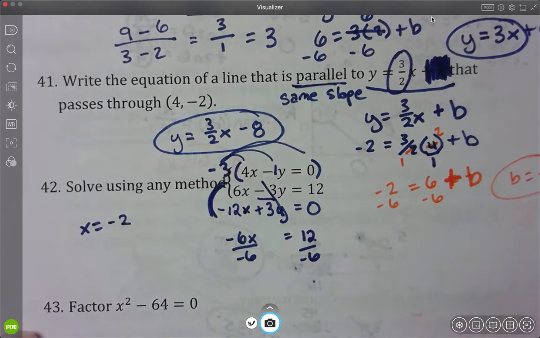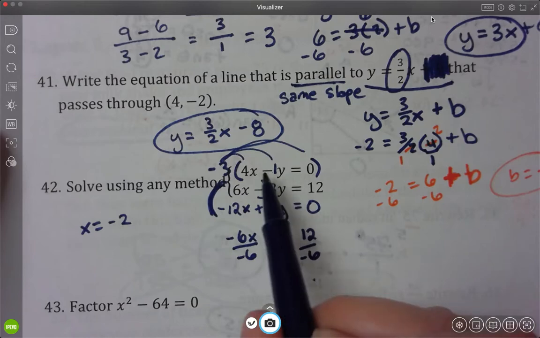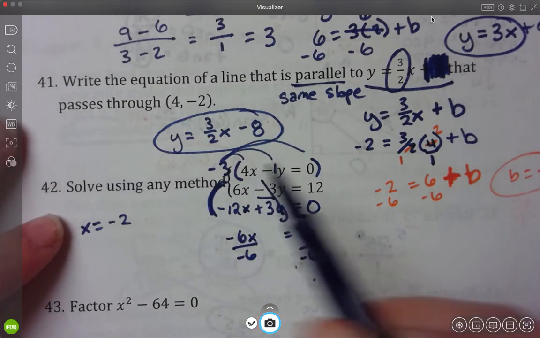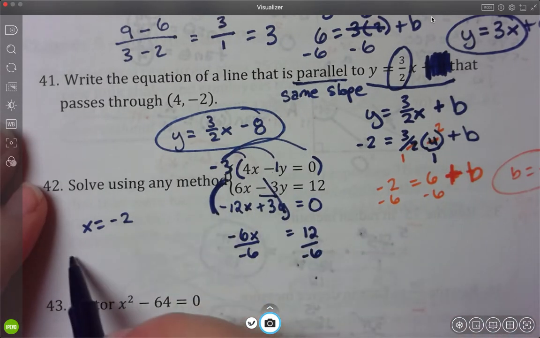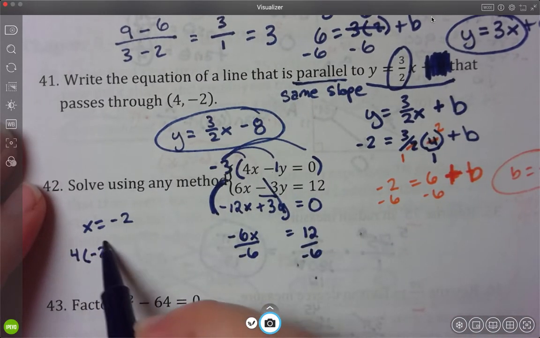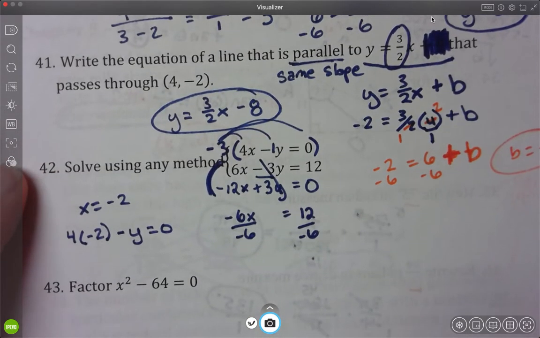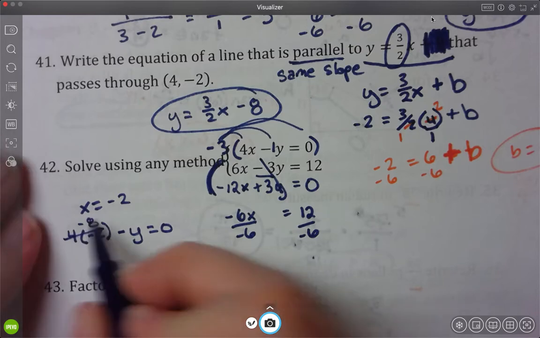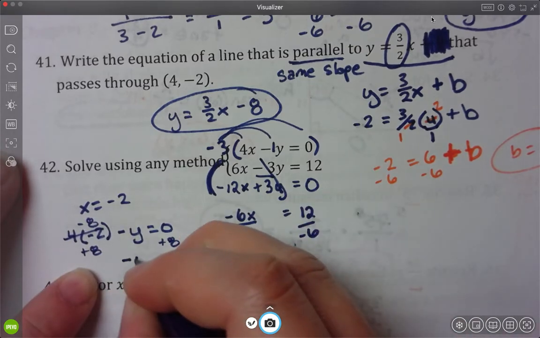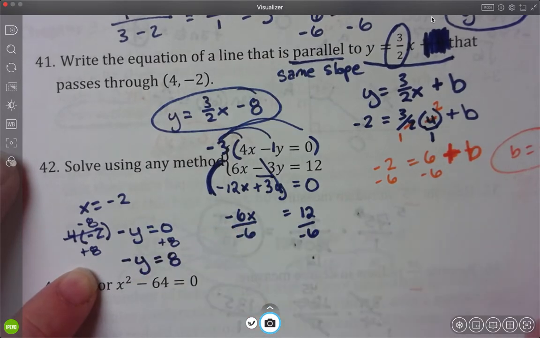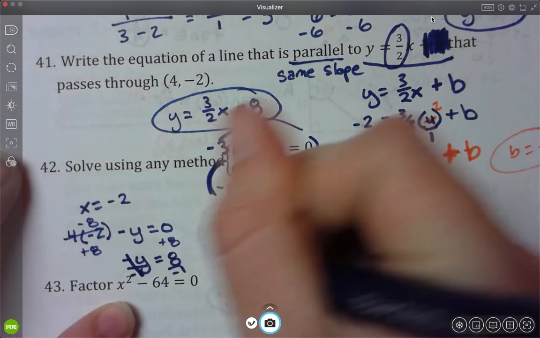Okay, and now I have to plug in again to get a final answer. If I plug my x in, you can just plug it into the top. It doesn't really matter which one we plug into, the top or the bottom. So I'm going to plug my x into the top equation. 4 times negative 2 minus y equals 0. 4 and negative 2 makes negative 8. If I add the 8 to the other side, I will have negative y equals 8. And if I divide by negative 1, y is going to be negative 8.